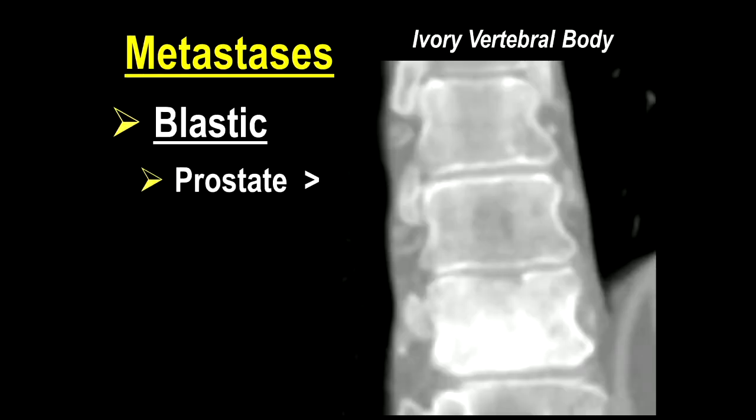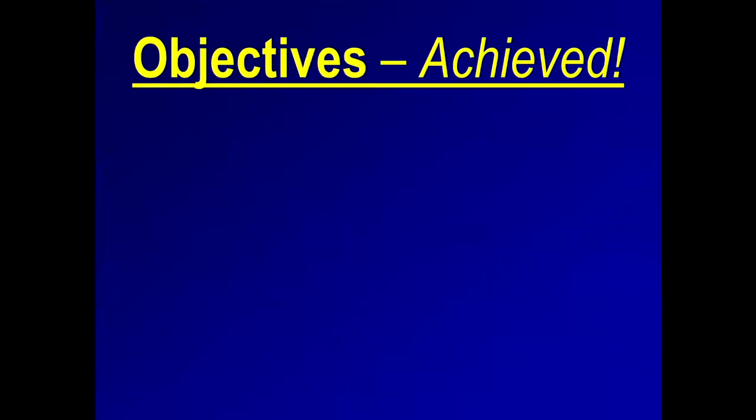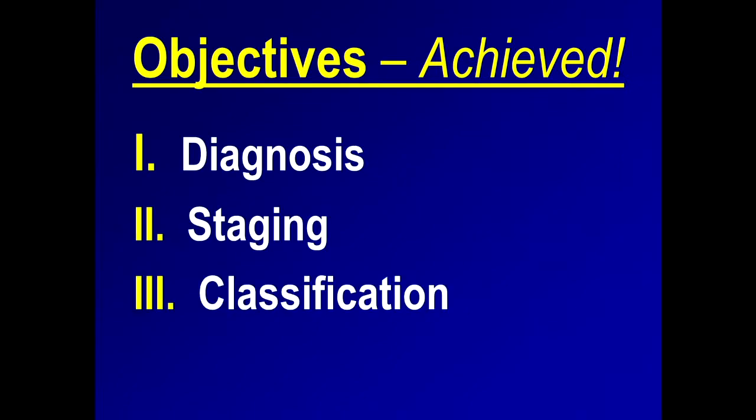And when we see a blastic metastasis, we think about prostate, breast, or bladder primaries, such as this ivory vertebral body. So with that, I think we've achieved our objectives, talking about diagnosis, staging, and classification of bone tumors.